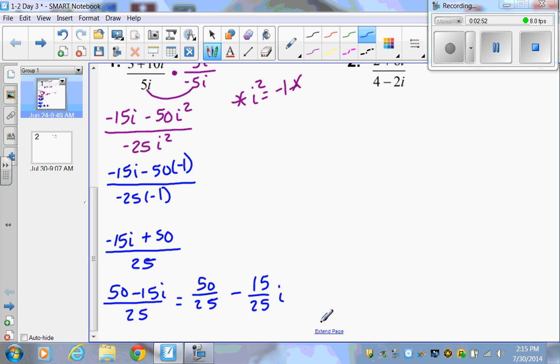And then lastly, make sure that your answers are simplified. So 50 over 25 reduces to 2, and 15 over 25 reduces to 3/5. So our final answer for this problem would be 2 minus 3/5 i.